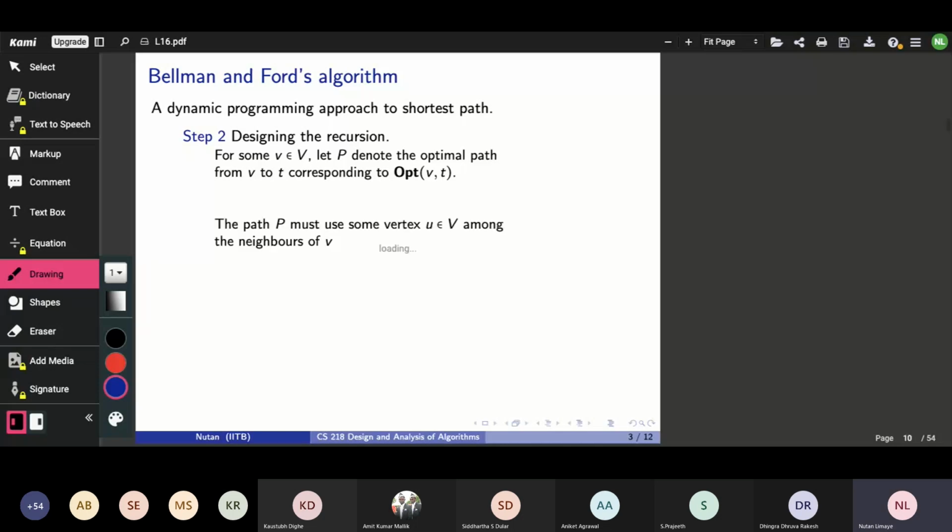So we have this graph, it's like a DAG. All the edges are going in one direction. This is S, this is T. And in general, I'm trying to compute for some vertex V, opt of V comma T. This is also a subgraph. It has many edges and so on, right? So maybe the optimal path in this is this one.